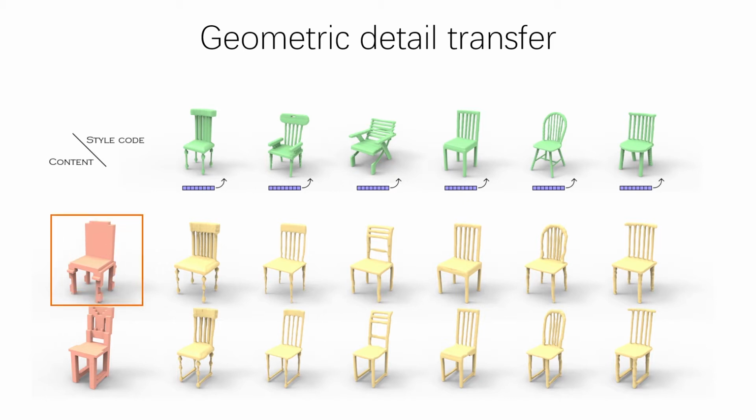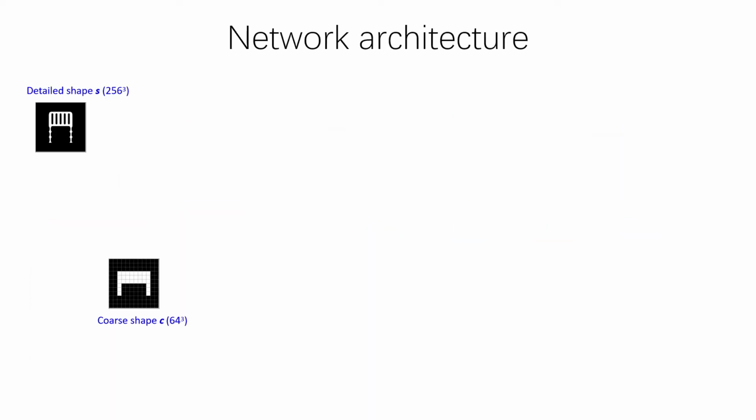Given a low-resolution coarse voxel shape, our network refines it via voxel upsampling into a high-resolution shape enriched with geometric details. The output shape preserves the overall structure or content of the input, while its detail generation is conditioned on an input style code corresponding to a detailed exemplar. Our network is trained with a small amount of detailed shapes in high resolution and a relatively large amount of coarse shapes in low resolution.